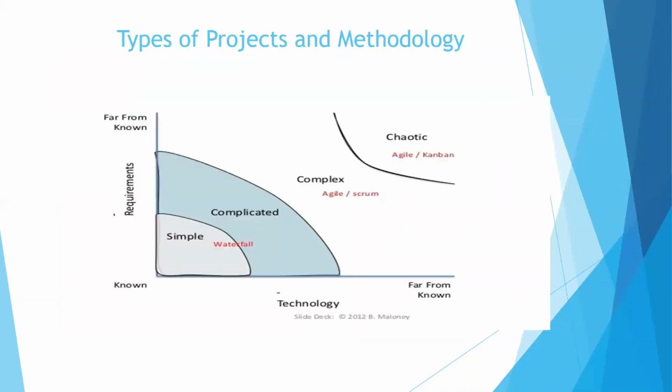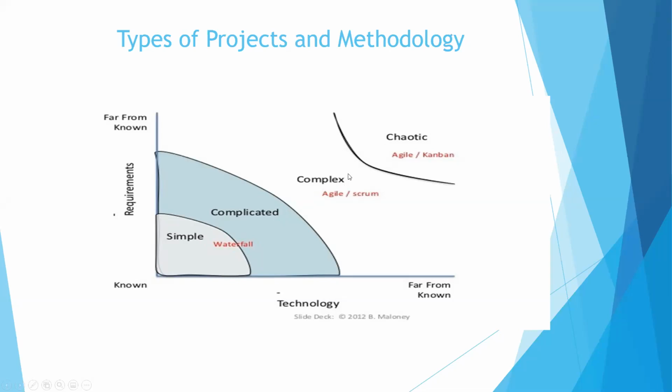Yeah, so I think this will also deepen the answers to some of the questions that were asked earlier, on the type of projects and methodology. In graphical form, as I said, the y-axis is requirements and the x-axis is technology. If the requirement is well known and the technology is not complicated, it's waterfall.